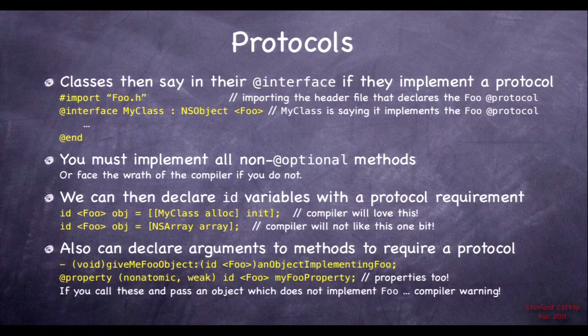And not only can we declare variables, we can also pass them as arguments. So I could have a method here, giveMeFooObject, and its argument is an object implementing Foo. The type of that argument is id Foo. In other words, an object of unknown class that responds to these Foo methods. Okay, the required ones anyway. And we can also have properties of this type. So I could have a property, myFooProperty, which is id implements Foo. Everyone cool with the protocols? Pretty straightforward, actually, pretty simple syntax.